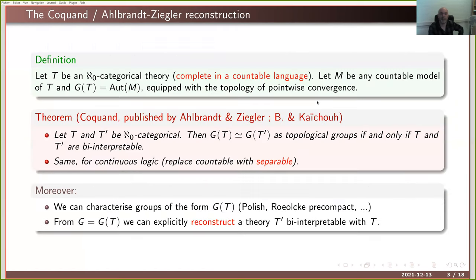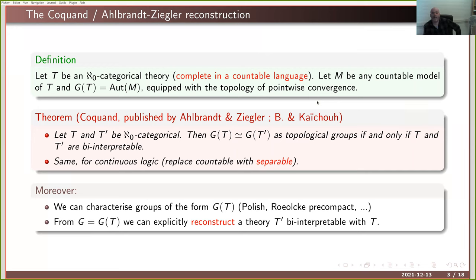Okay, so maybe let's recall the classical result. So take an ℵ0-categorical theory in a countable language, take its unique countable or separable model, take its automorphism group, so that's an invariant of the theory, as a topological group with pointwise convergence. It's a Polish group.